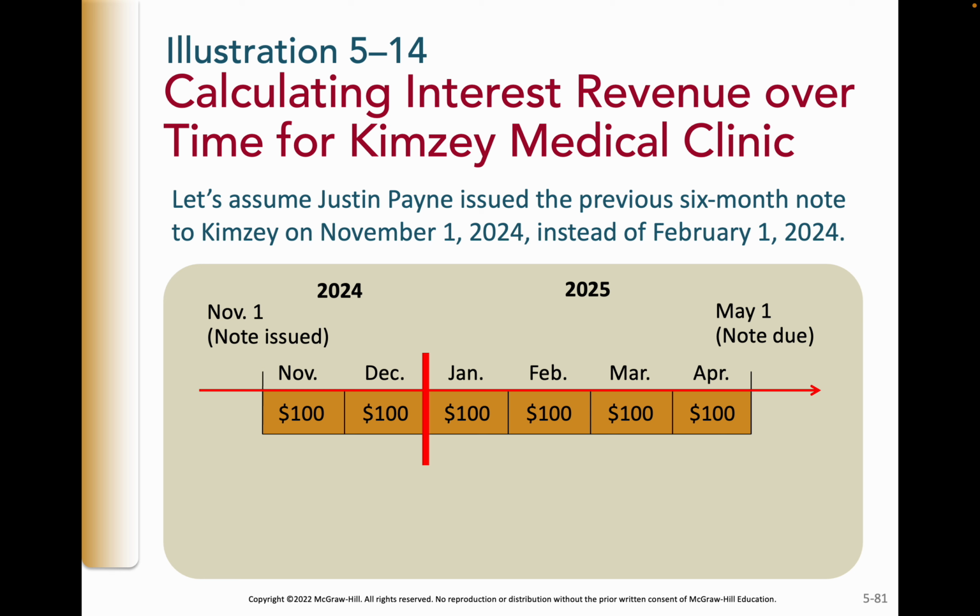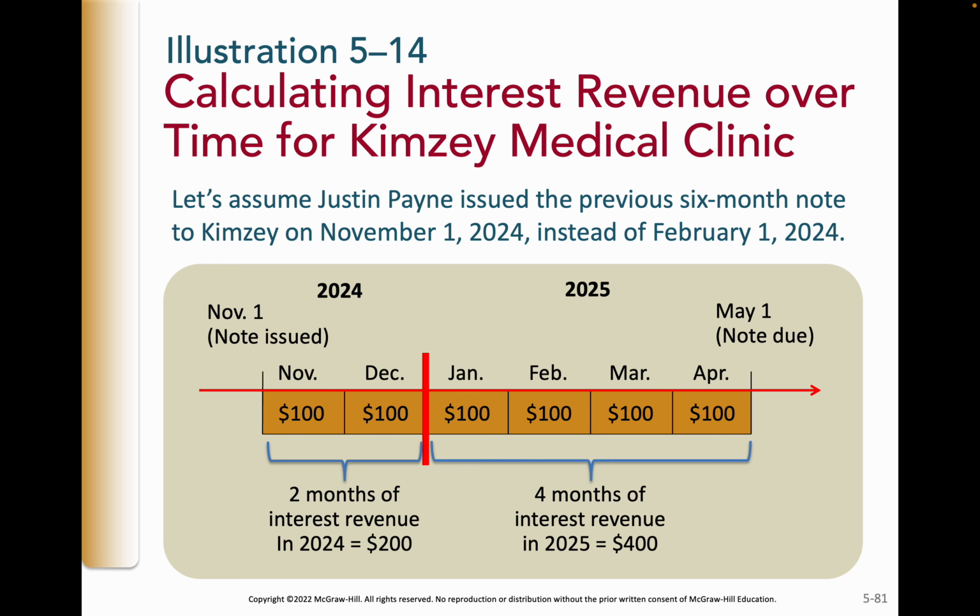This is saying, what if they issued the note in November instead of February? And the reason they're showing you this is because if you issue a note in 1 year and you're not collecting it until the next year, you need to make an adjusting entry at the end of the year. So this company has 2 months of interest revenue at the end of 2024. The other 4 months of interest is going to come in 2025.